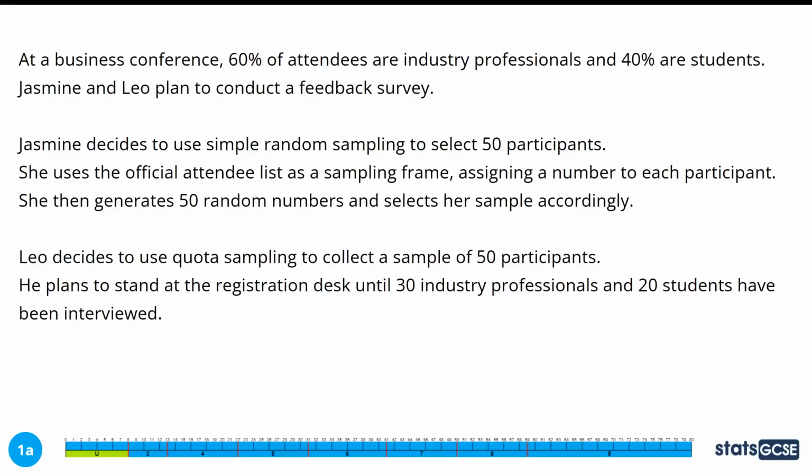At a business conference, 60% of attendees are industry professionals and 40% are students. Jasmine and Leo plan to conduct a feedback survey. Jasmine decides to use simple random sampling to select 50 participants. She uses the official attendee list as a sampling frame, assigning a number to each participant. She then generates 50 random numbers and selects her sample accordingly. Leo decides to use quota sampling to collect a sample of 50 participants. He plans to stand at the registration desk until 30 industry professionals and 20 students have been interviewed.